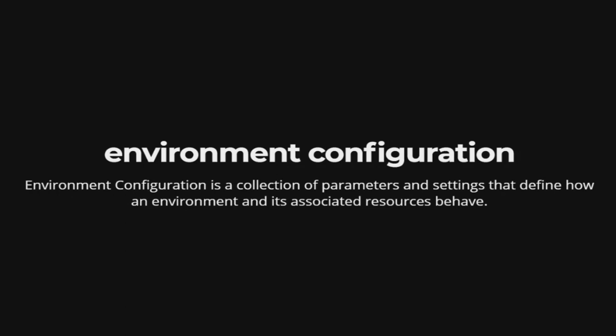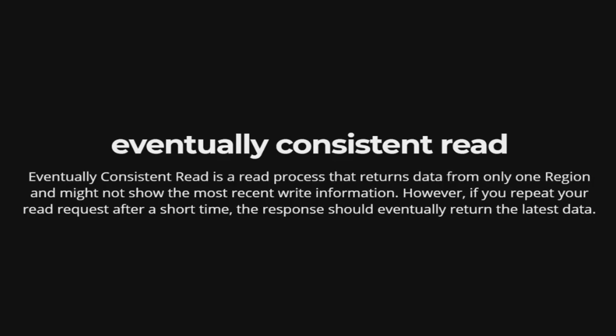Environment configuration. Environment configuration is a collection of parameters and settings that define how an environment and its associated resources behave. Eventually consistent read. Eventually consistent read is a read process that returns data from only one region and might not show the most recent write information. However, if you repeat your read request after a short time, the response should eventually return the latest data.